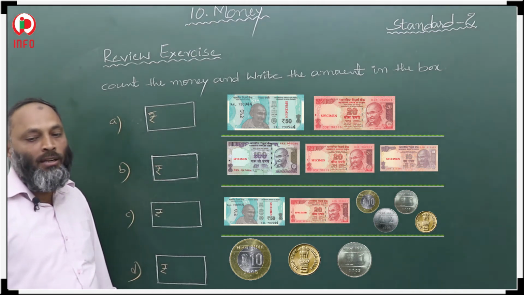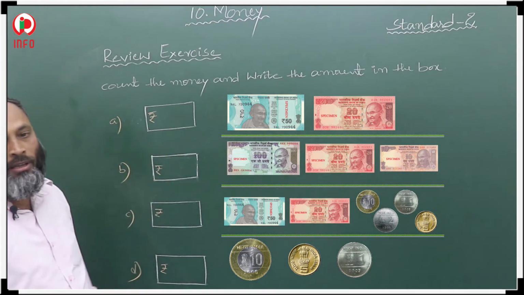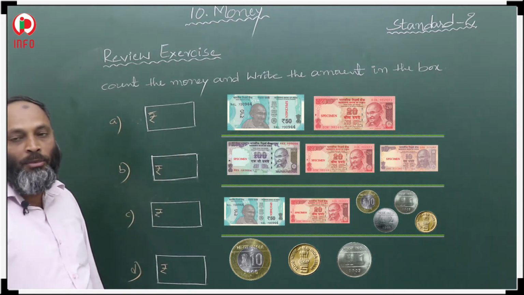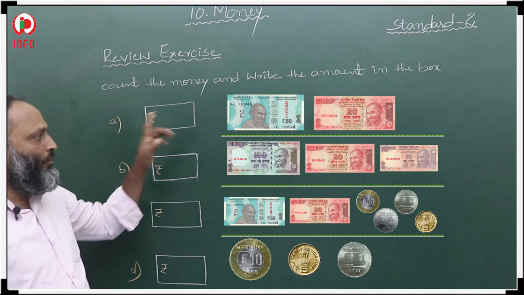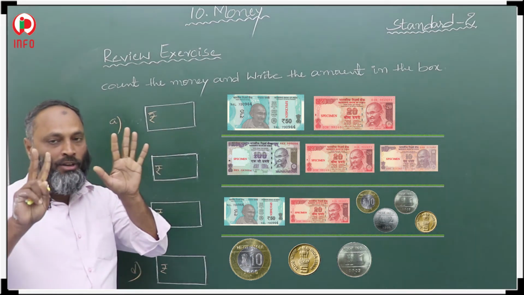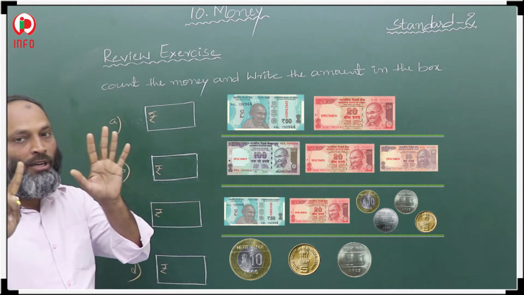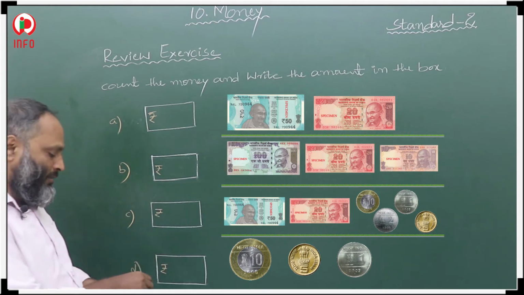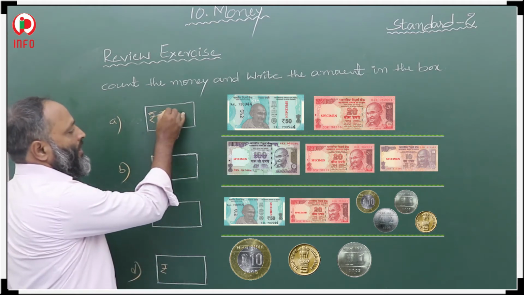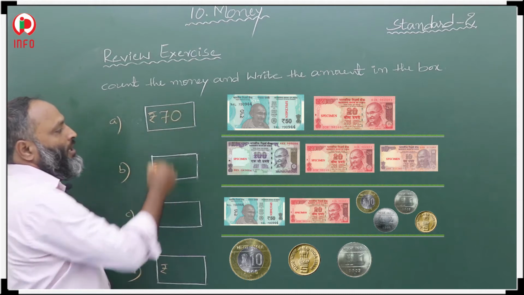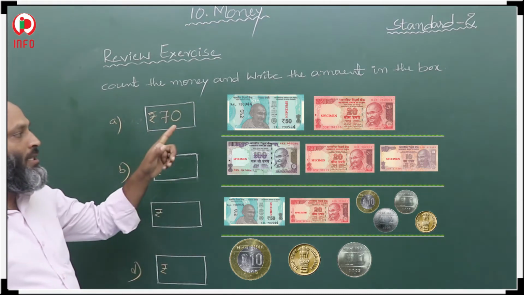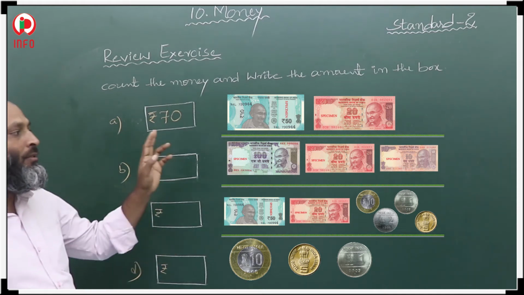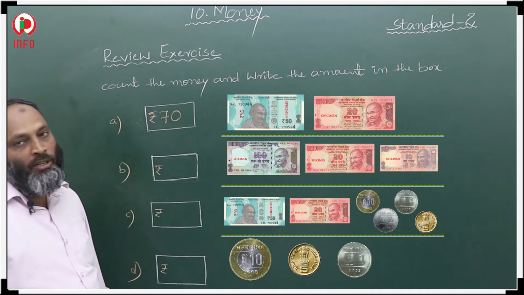See here. What is given in the first picture? Here 50 rupees and 20 rupees Indian currency notes are given. 50 and 20, that is sum 70. So what is the total amount? The total sum is 70 rupees. One 50 rupees currency note and one 20 rupees currency note are given. Then 50 plus 20, the sum is 70 rupees.